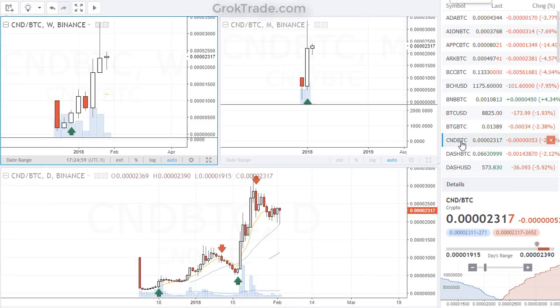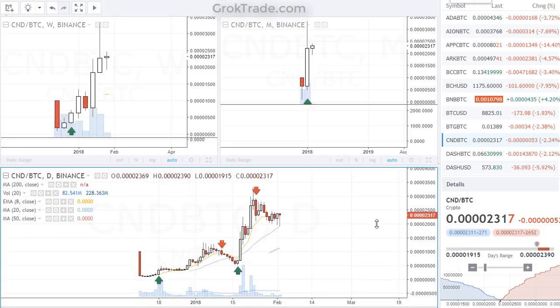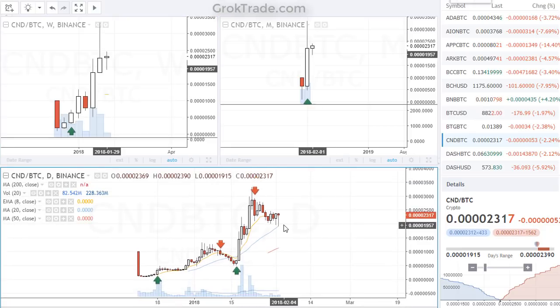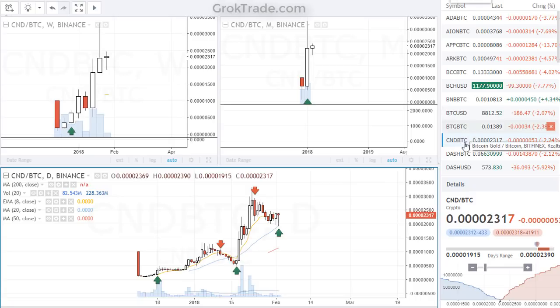CND, BTC. I got a sell on it right now, but this is a bull flag. This could turn out to be a buy pretty quickly, and I think it's going to be. Do I want to put a buy on that? Oh boy, yes, I'm going to put a buy on this. I think this thing's ready to rock and roll. I think CND is ready to go.